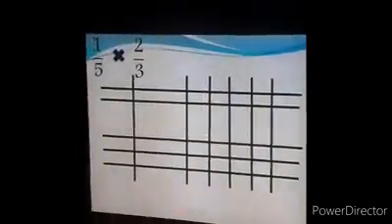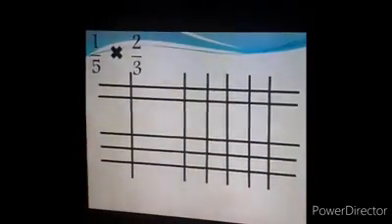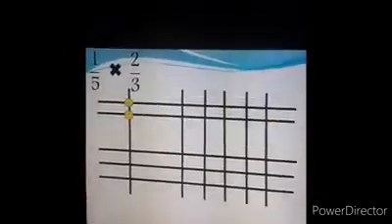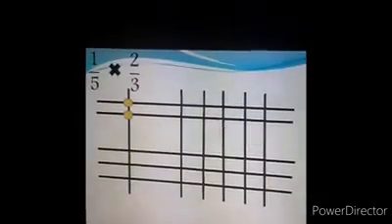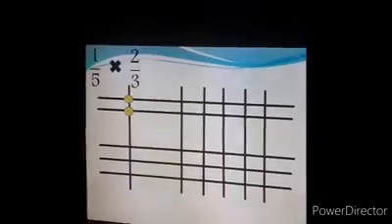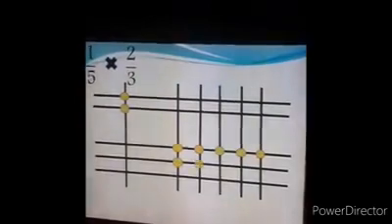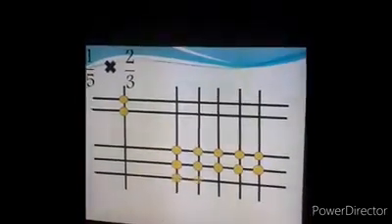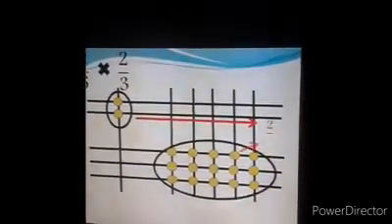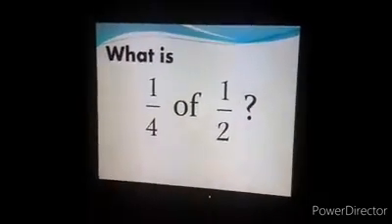To get the answer for the numerator, we will count the intersecting lines from the upper left. So we have 1, 2. To get the denominator, we will count the intersecting lines from the bottom right. So we have 1, 2, 3, 4, 5, 6, 7, 8, 9, 10, 11, 12, 13, 14, 15. So we get 2/15.